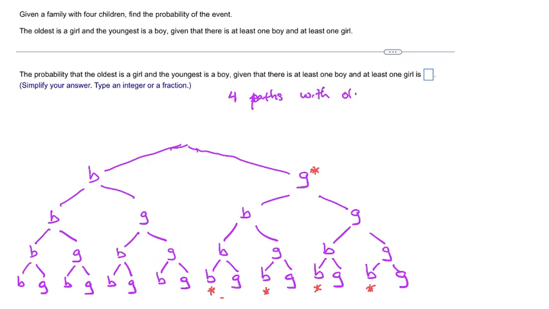So we have 4 paths with the oldest a girl and the youngest a boy.